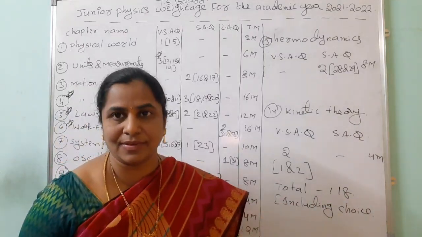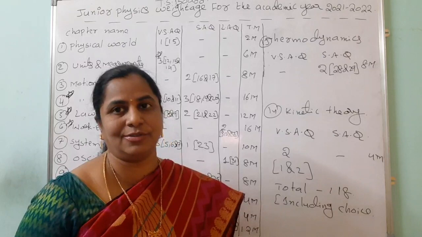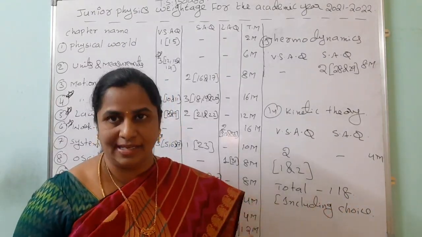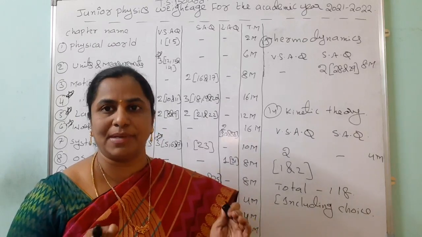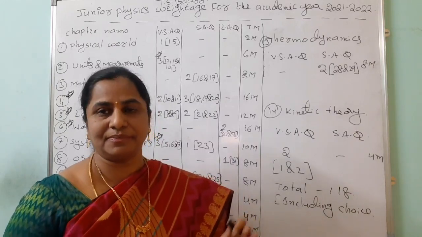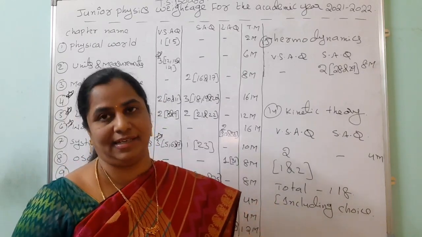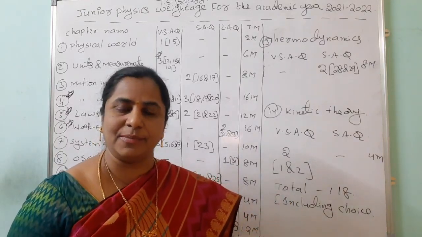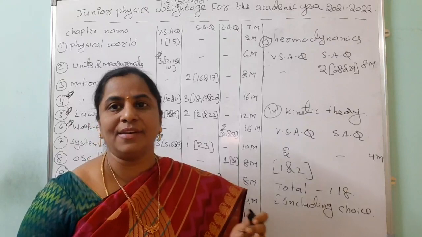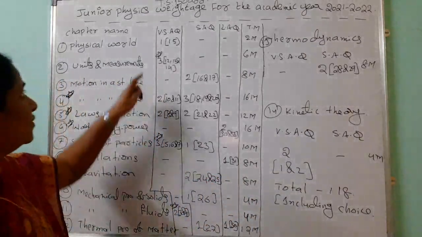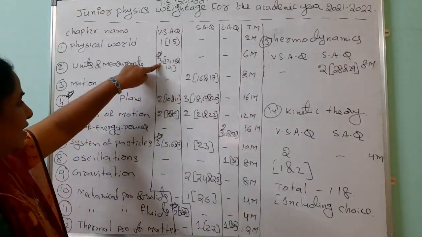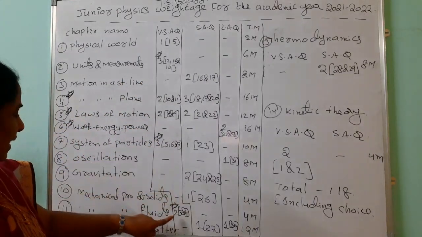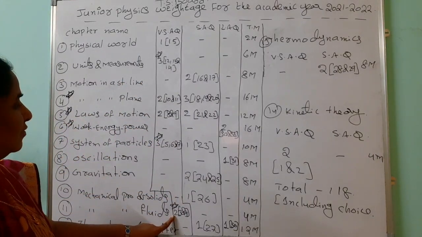So total marks for 60 marks including choice, total marks are 118 marks. So for LAQs, you remember that we must read work energy power, oscillations and kinetic theory. If you are choosing 2 chapters also from out of 3, we can write the 2 LAQs. Then VSAQs, you give more preference to units and measurements, the system of particles, then mechanical properties of fluids.